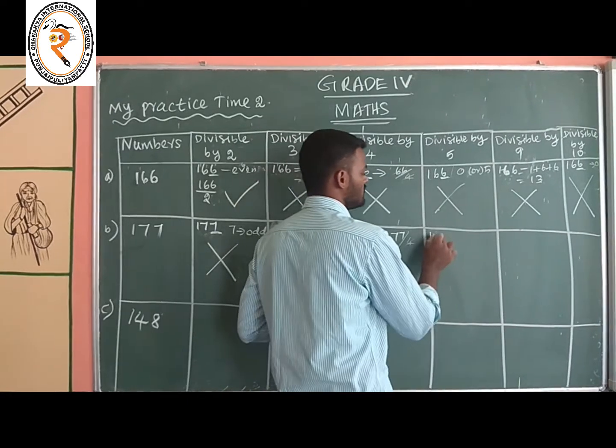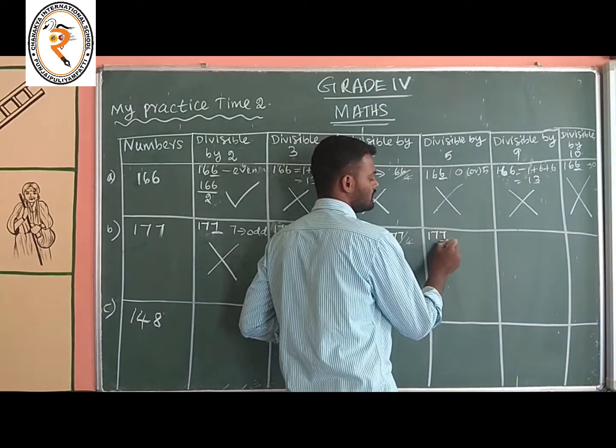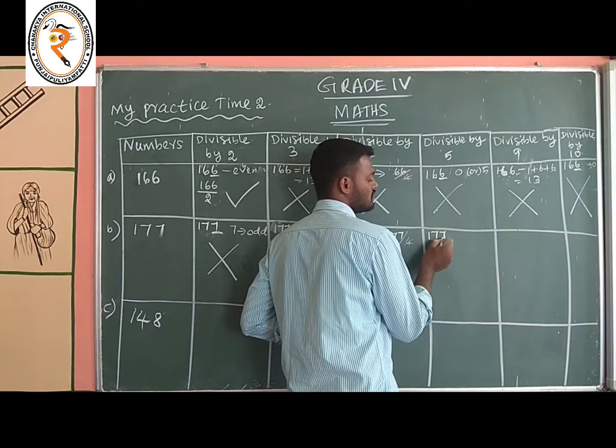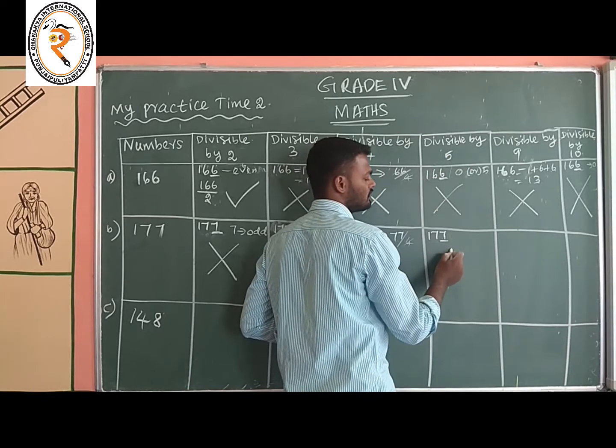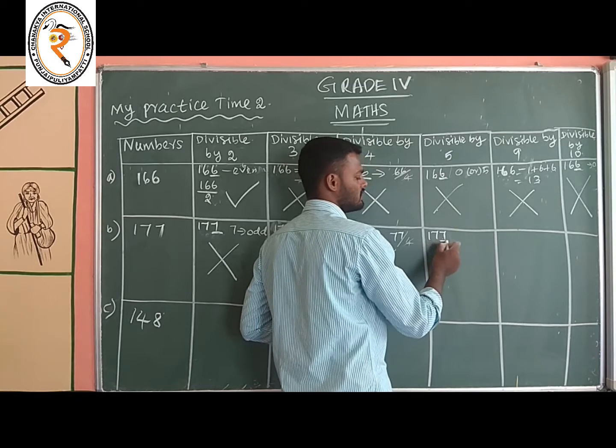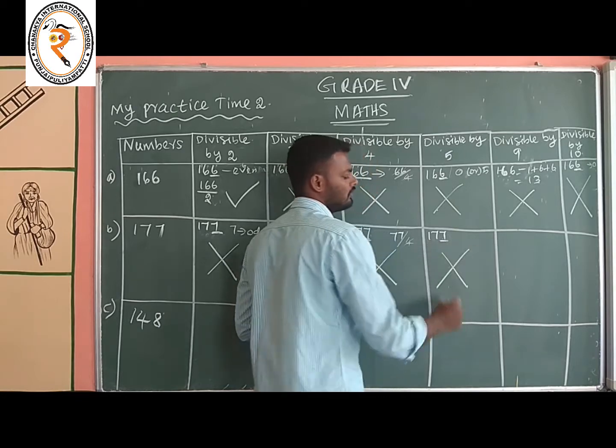And for 177, the last digit is 7. If the last digit is 0 or 5, it is divisible by 5. Here it is 7, and 7 is not divisible by 5. Therefore 177 is not divisible by 5.